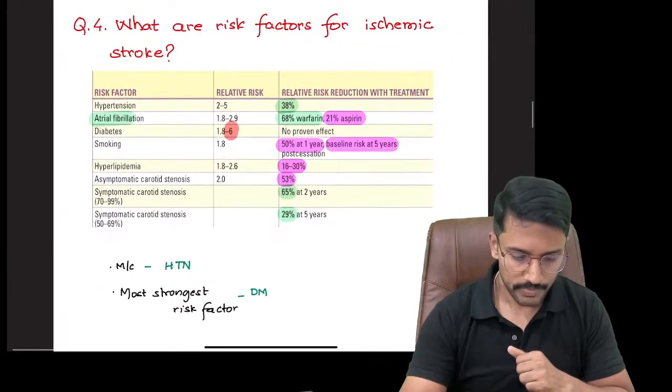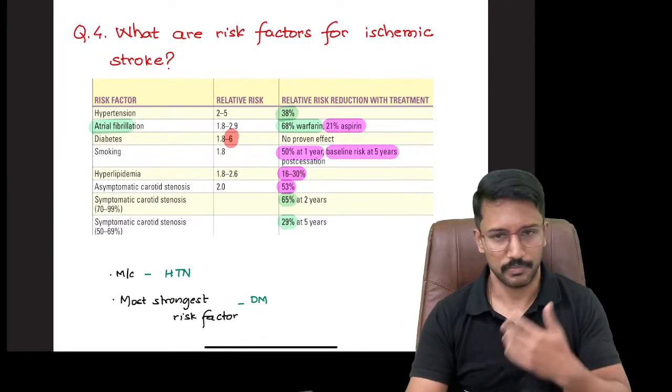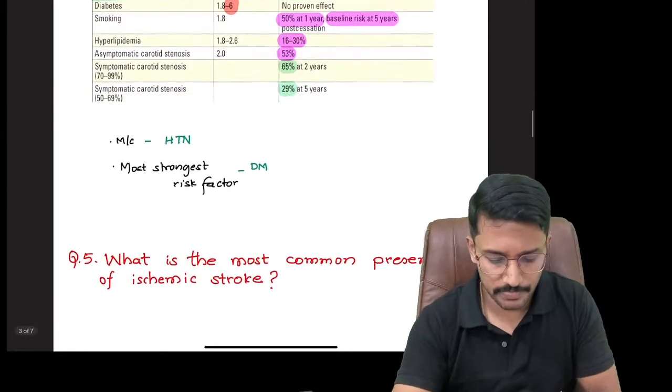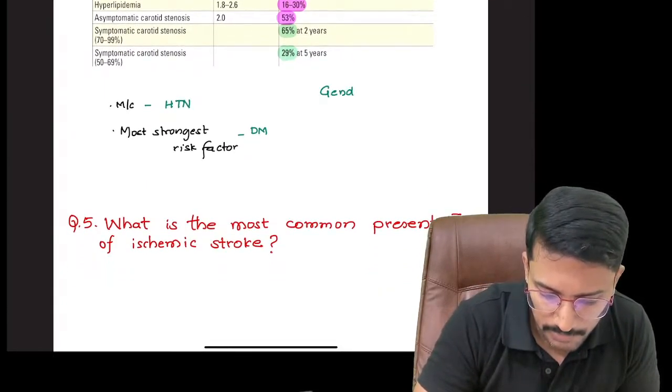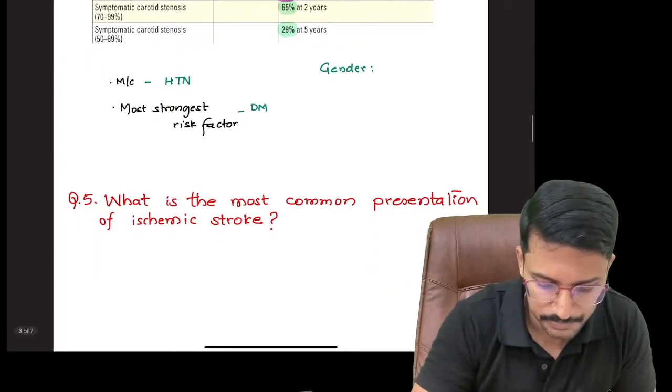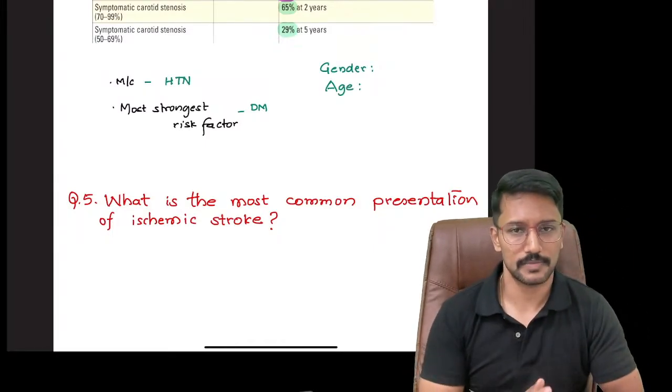Okay. Now, having understood the risk factors, one more question they will ask you is, among these, for stroke, is gender a risk factor? Let me also address this. Is gender a risk factor? And if that is a risk factor, which gender is at risk? Is age a risk factor? And if that is the case, which age is at risk?